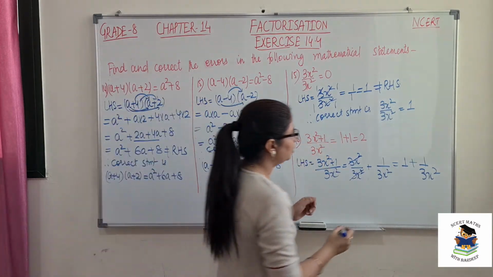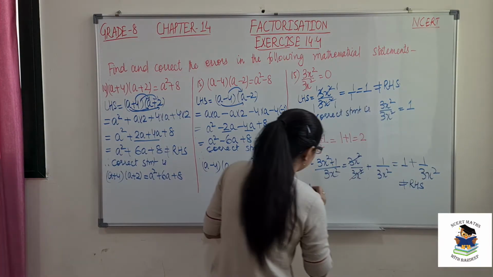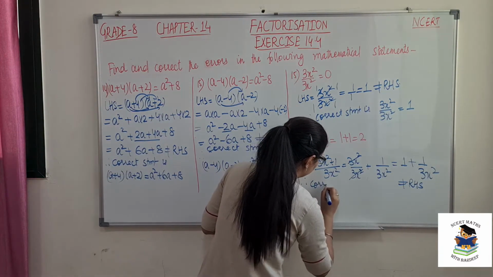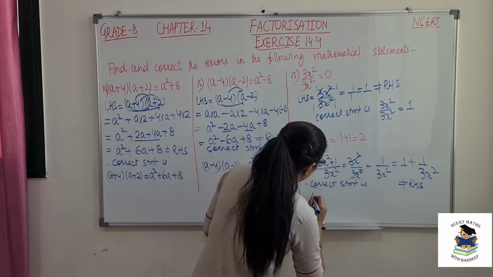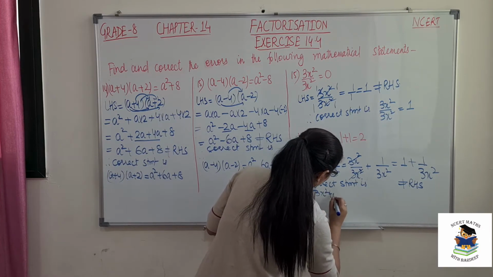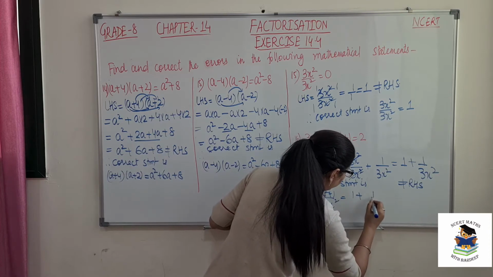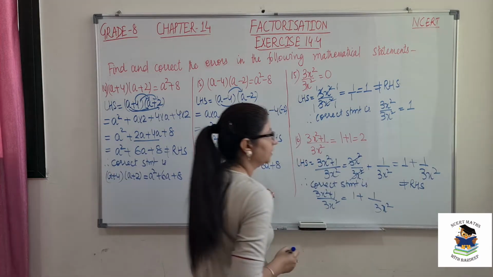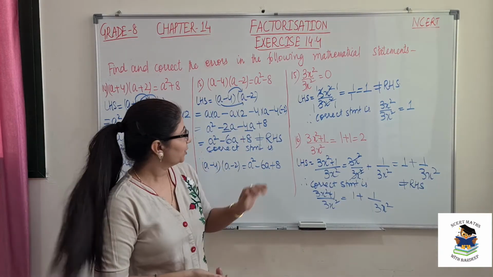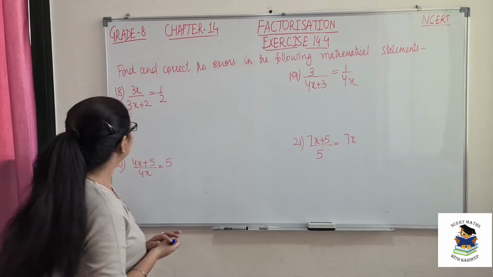So this is again not equal to the right hand side. So the correct statement is (3x² + 1) over 3x² is equal to 1 + 1 over 3x². Okay, so now let's move on to the next question. So let's see our 18th question.